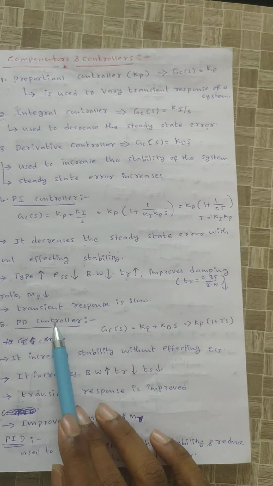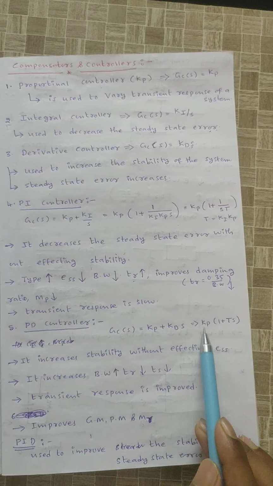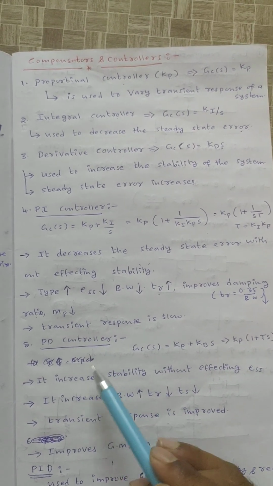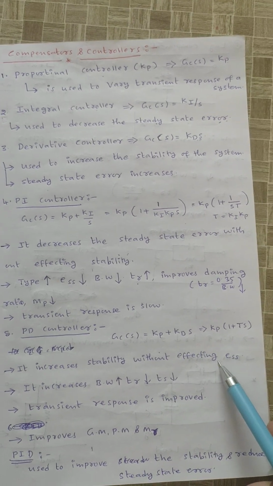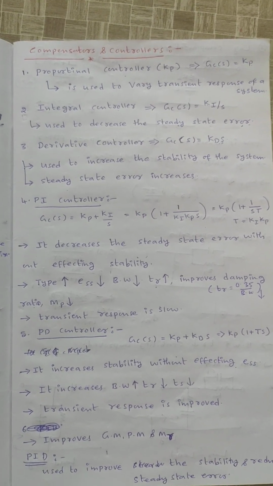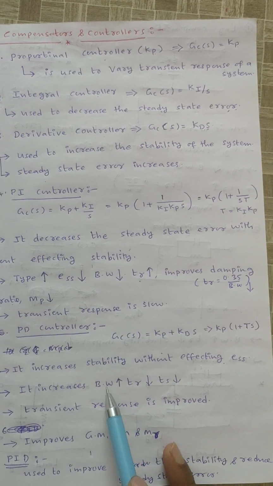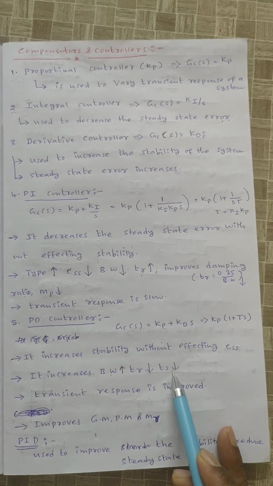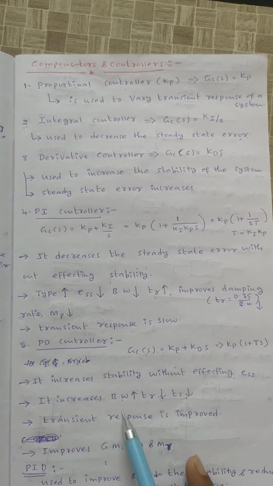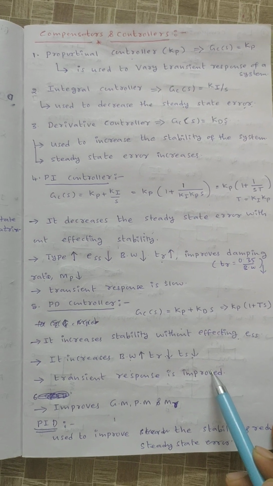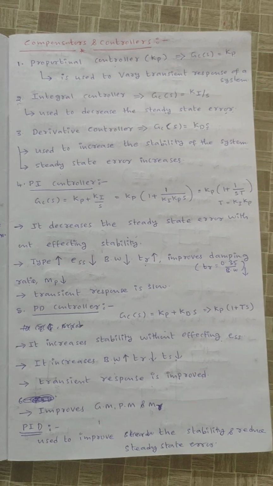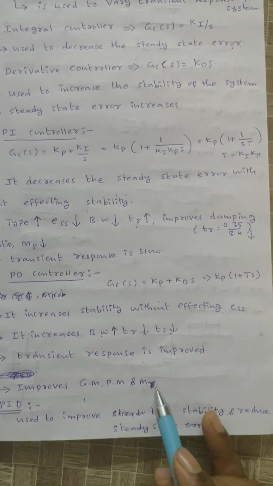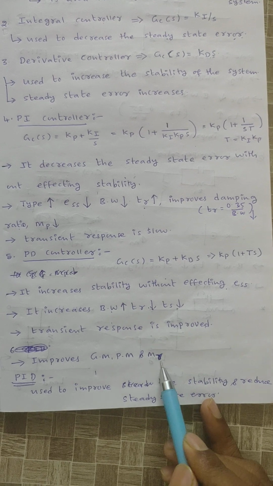Next, coming to the PD controller, that is Kp plus Kd into s. The same points apply again in reverse, right? It is the reverse of PI. That means it increases stability without affecting the steady state error. Hence it increases bandwidth, so rise time reduces and settling time also reduces. In the case of the PD controller, the transient response is improved. It also improves gain margin, phase margin and resonant frequency in frequency response analysis.